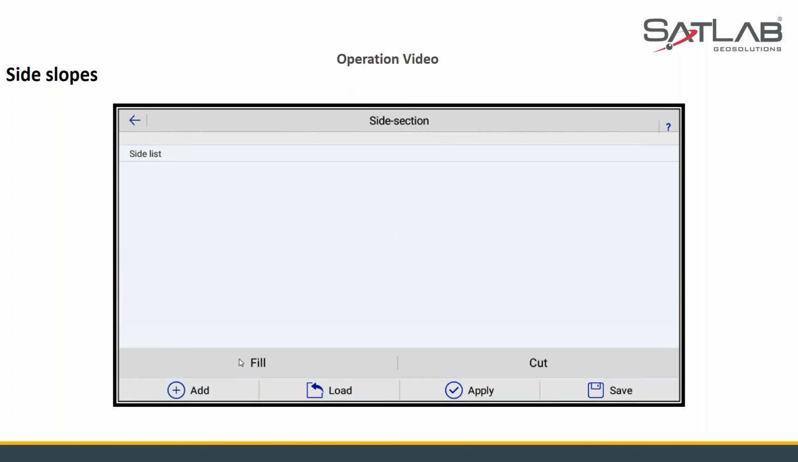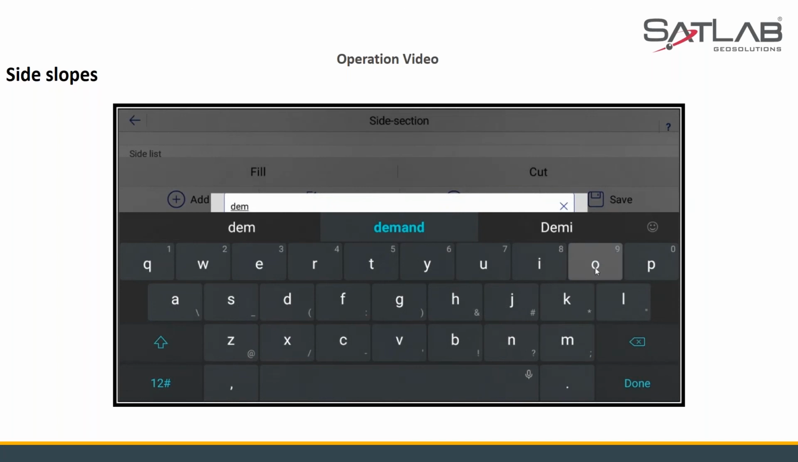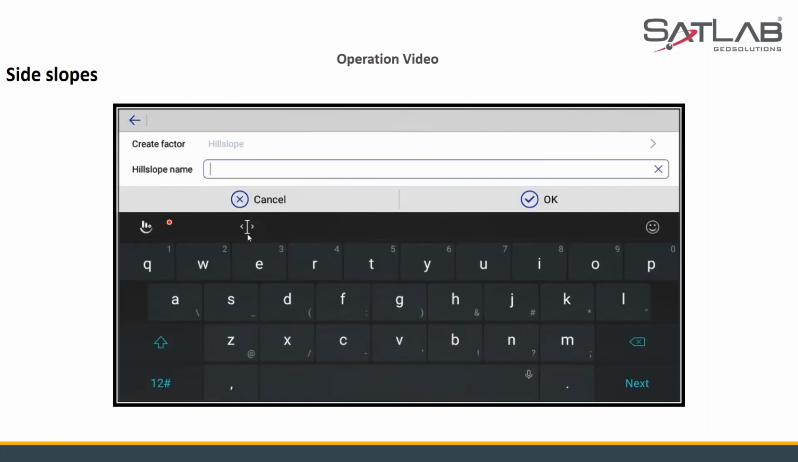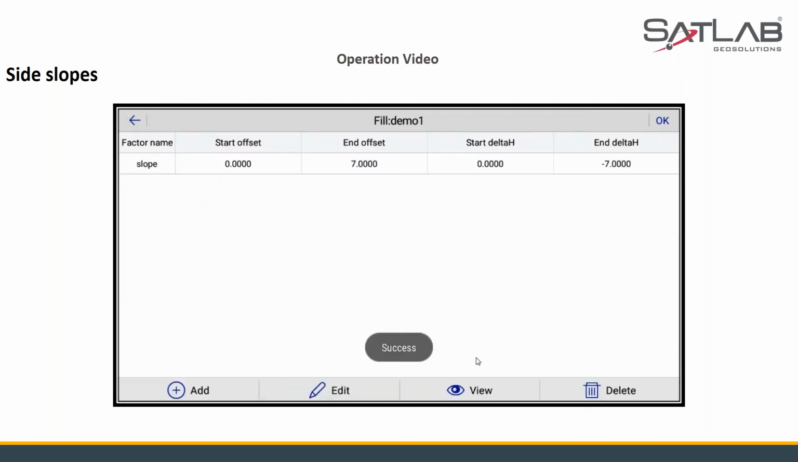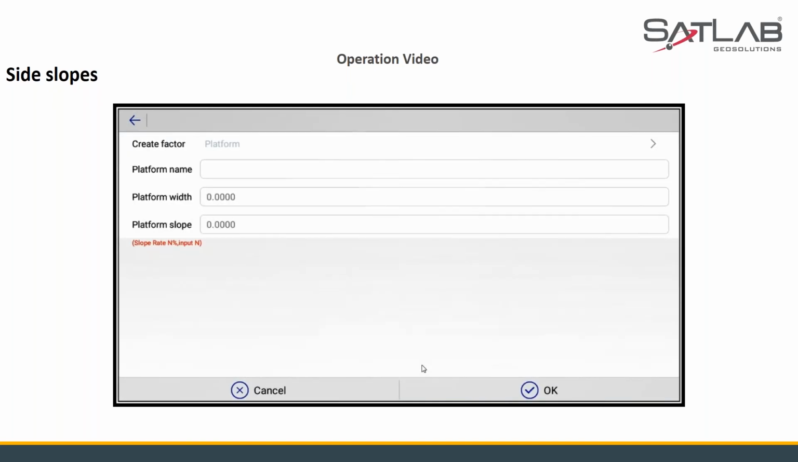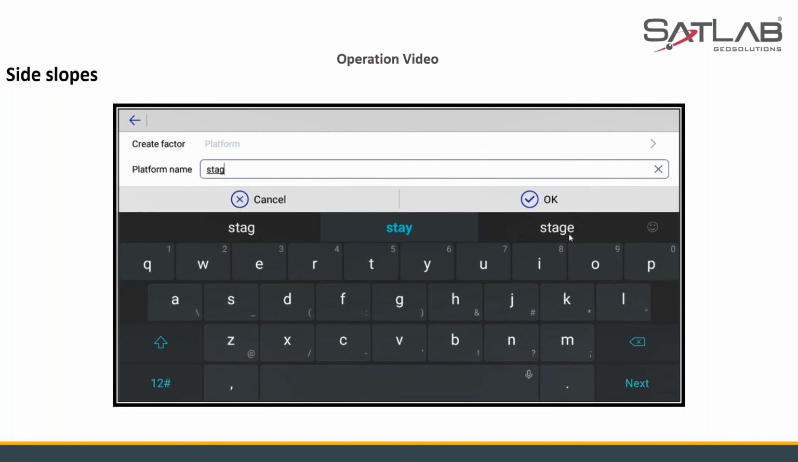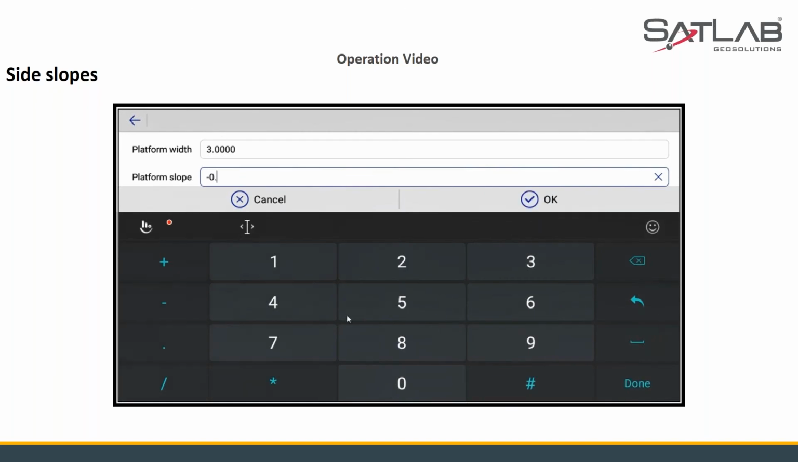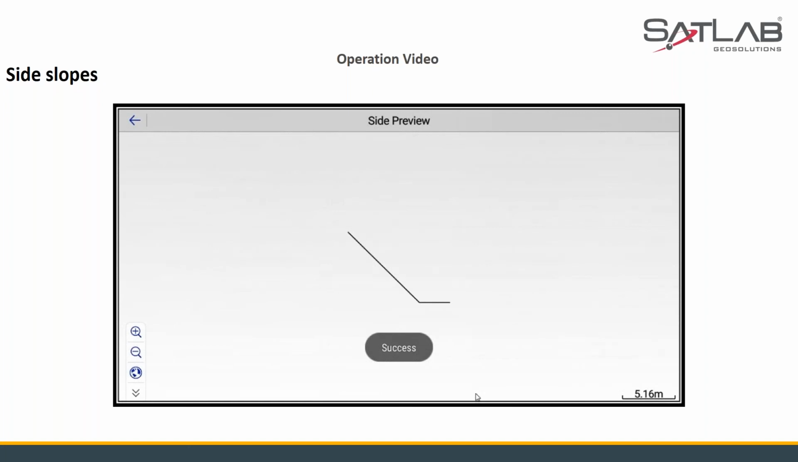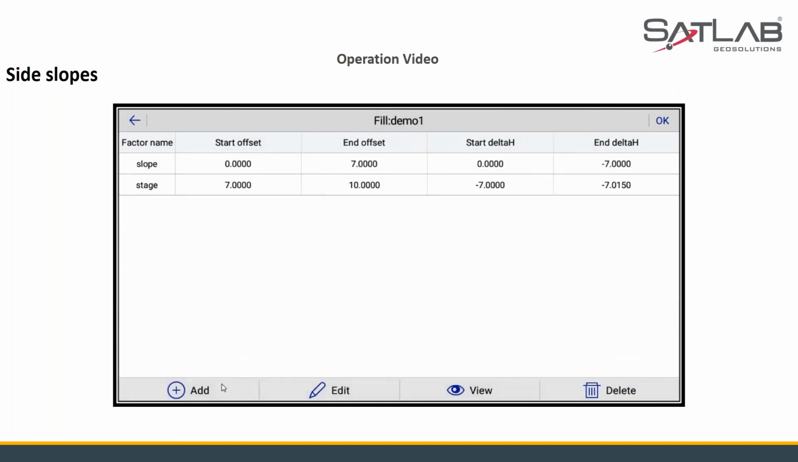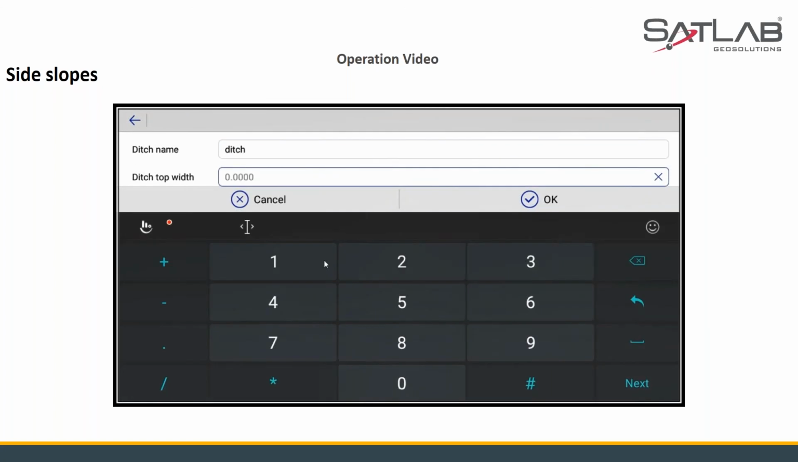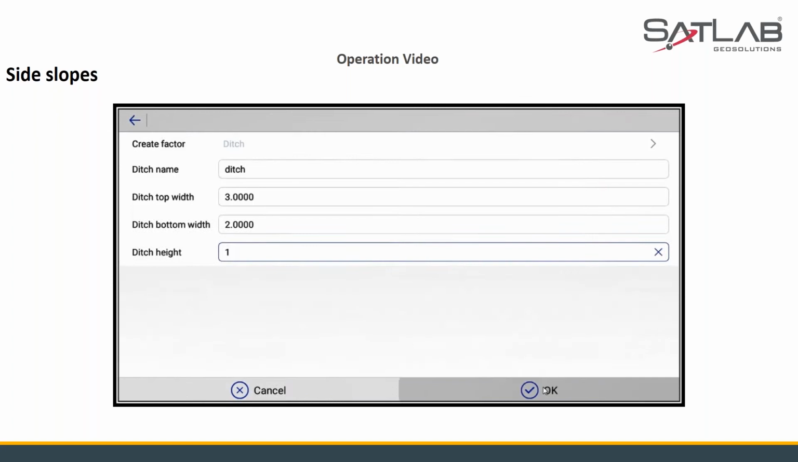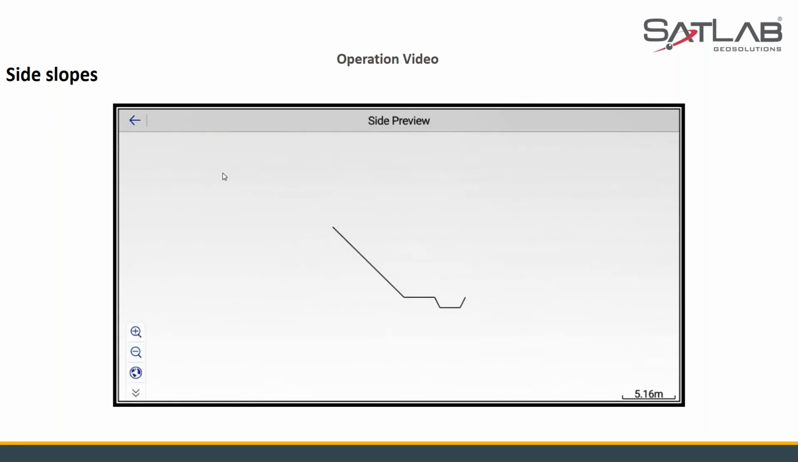Add section. In the side sections, I can add the demo 1. That is, I can call it a cut. So I'm giving the fill slopes over here, and the platform. What I'm doing is first designing my fill part, and after that I'm designing my cut part. Then we'll join these two things in the cross section. So ditch top width. There you go. Okay, the first one is fill.